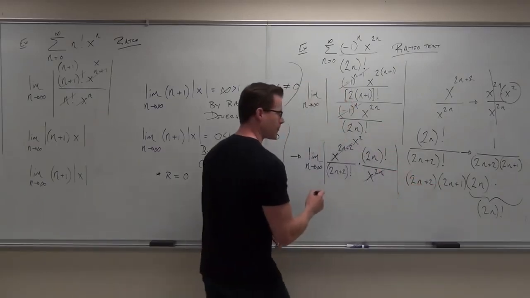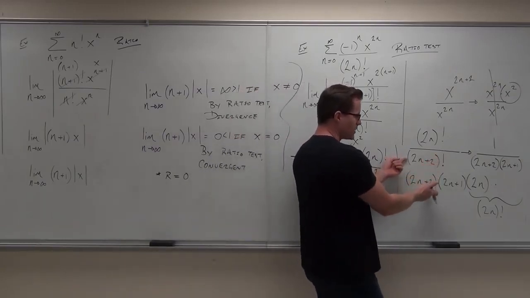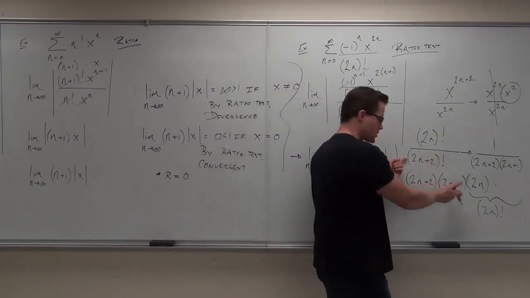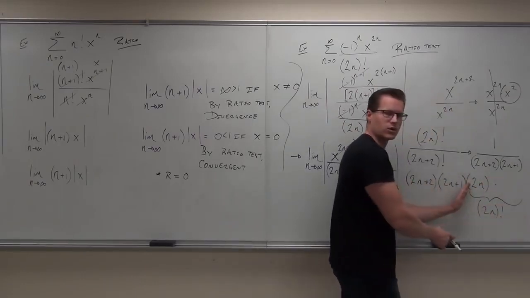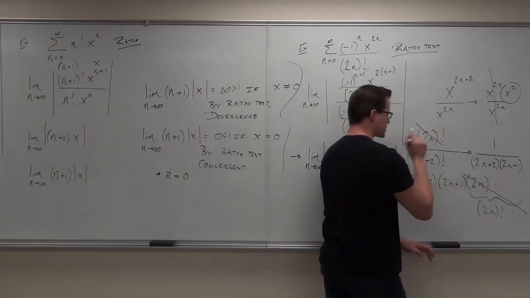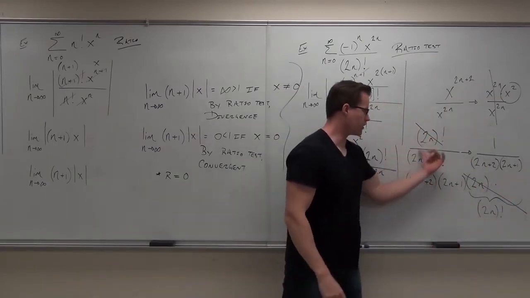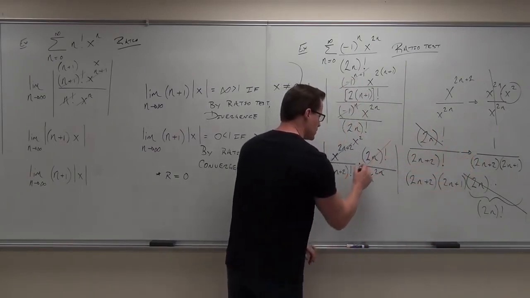You just split it up. You go, well, what is this thing really? It's really 2n plus 2 times 2n plus 1 times 2n. Oh, but the rest of this is 2n factorial. So I can cross out all of this with this. And then I get 1 over 2n plus 2 times 2n plus 1. And that's what we're going to do here.